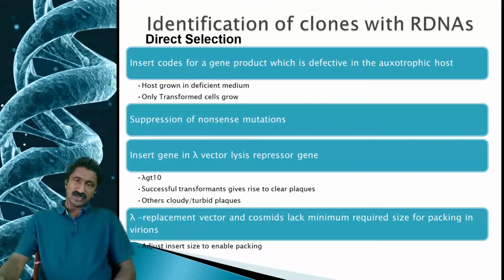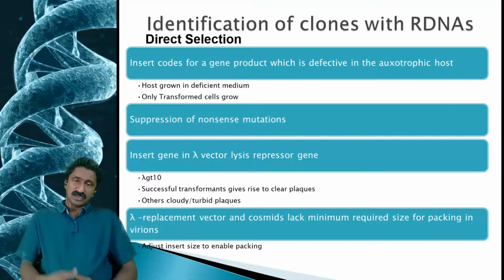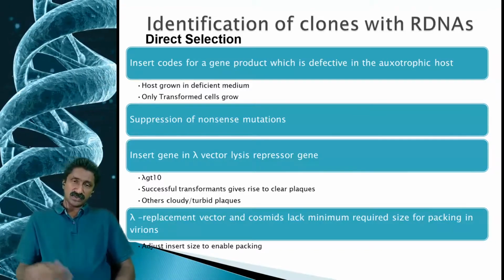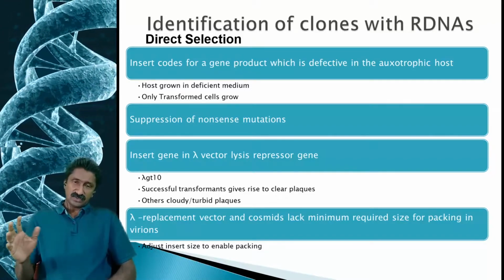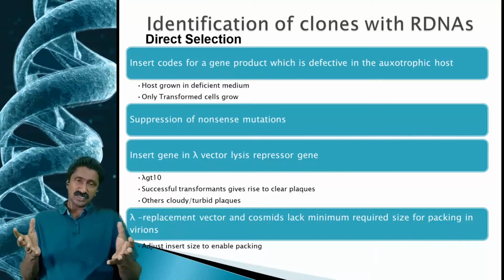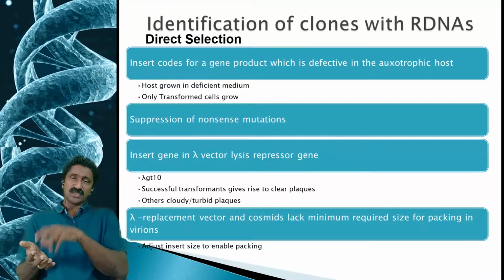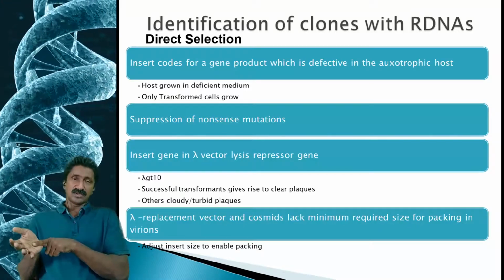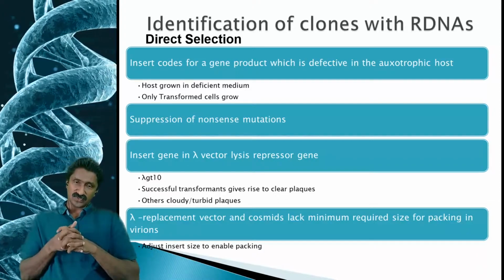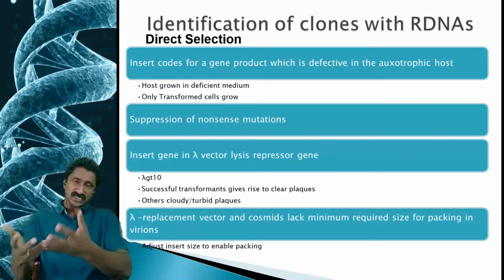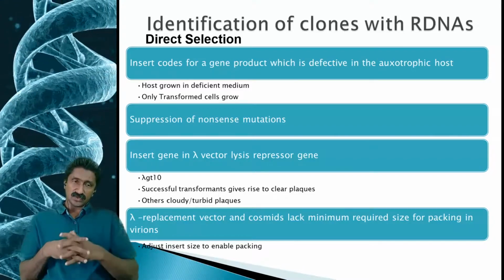So you can have an auxotrophic E. coli cell created, and it will be deficient in, for example, production of a particular enzyme or something. Anything can be missing. Any vital component of the host cell can be missing, and your vector may be incorporated with that particular gene, which will supplement the auxotrophic host. So once the gene is inserted along with the vector, then that will supplement the auxotrophic host.